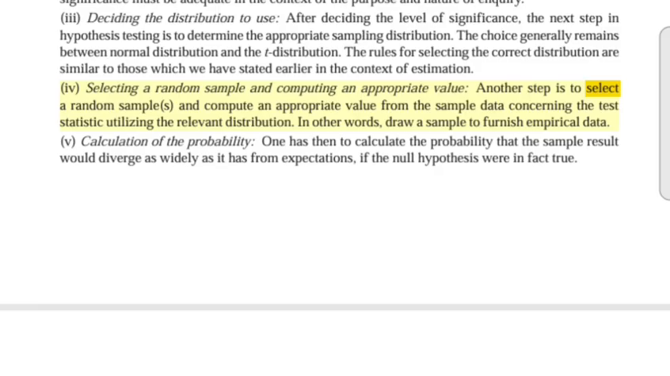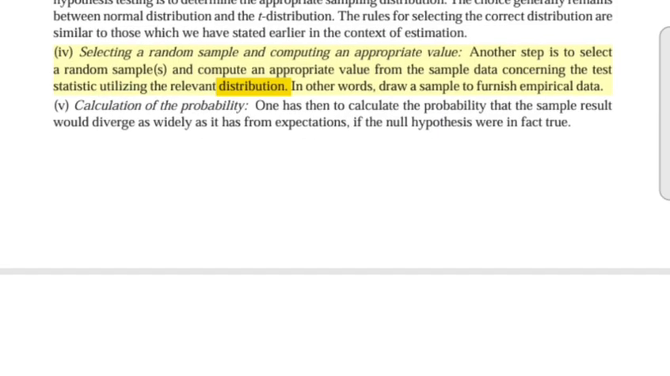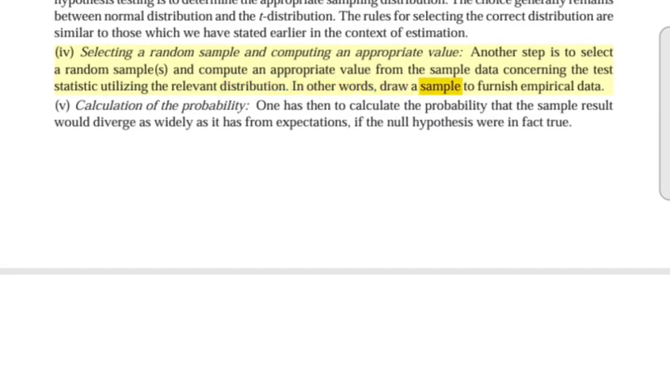Selecting a random sample and computing an appropriate value. Another step is to select a random sample and compute an appropriate value from the sample data concerning the test statistic utilizing the relevant distribution. In other words, draw a sample to furnish empirical data. Calculation of the probability. One has then to calculate the probability that the sample result would diverge as widely as it has from expectations, if the null hypothesis were in fact true.